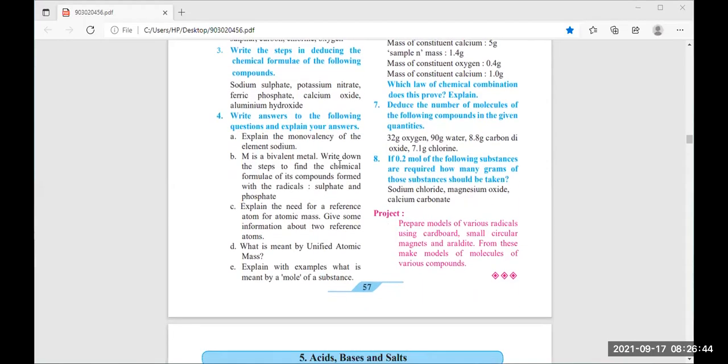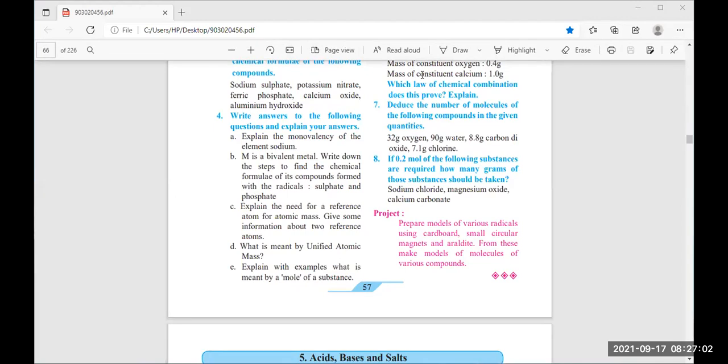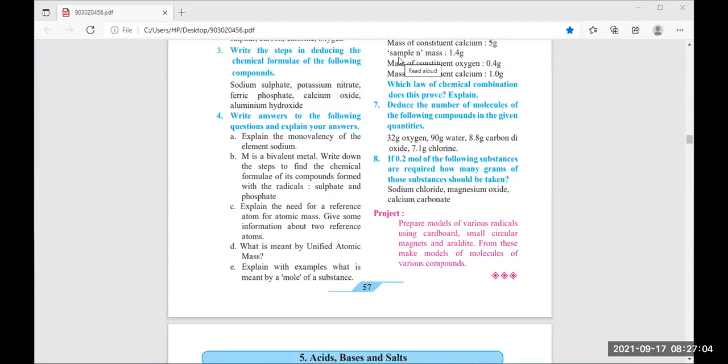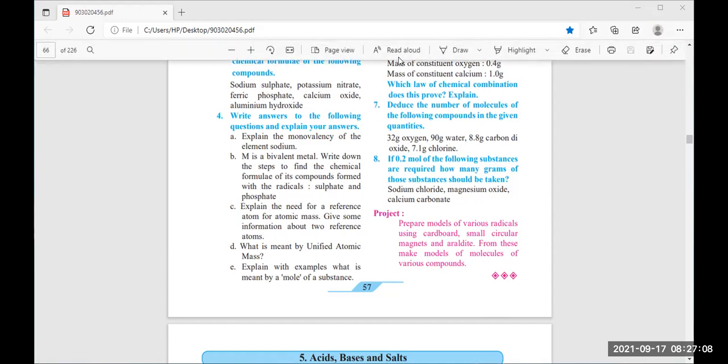Write answers to the following questions and explain your answers. Explain the monovalency of the element sodium. Monovalency of sodium. Monovalency means what? Single valence. Yes, it's single valence. So while we have to write its information, we are going to write like this. Very simple.